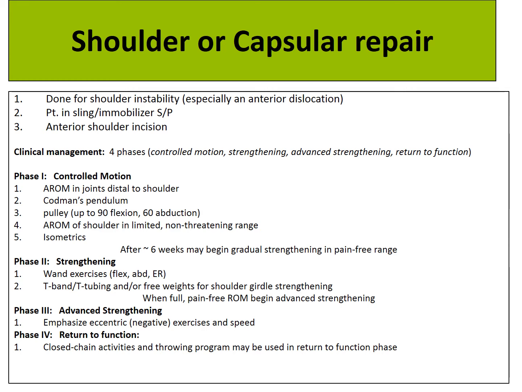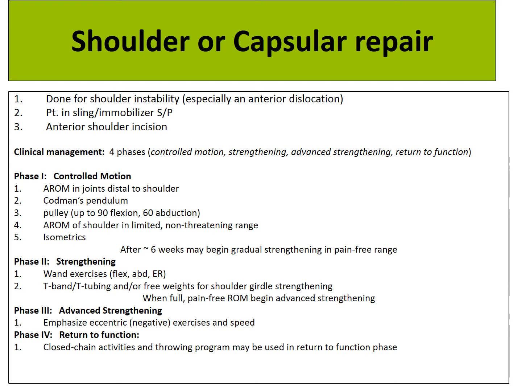As we discussed earlier, in controlled motion we're going to do active range of motion of the joints distal to the shoulder, so that while the patient is immobilized in their sling, they do not develop any range of motion limitations distally just due to immobilization. It can also begin with Codman's pendulum exercises, maybe a little bit of pulleys, up to 90 degrees of flexion and 60 degrees of abduction. We'll do active range of motion in a limited, non-threatening range.